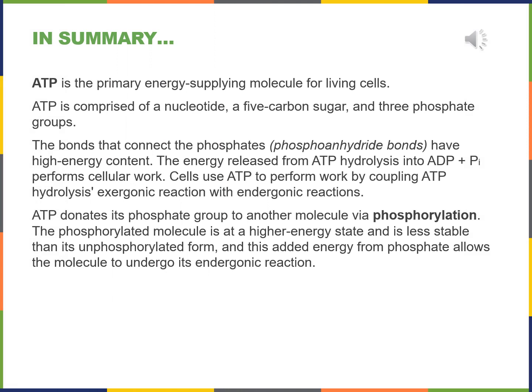In summary, ATP is the primary energy-supplying molecule for living cells. ATP is comprised of a nucleotide, a 5-carbon sugar, and 3 phosphate groups. The bonds that connect the phosphates, phosphoanhydride bonds, have high energy content. The energy released in ATP hydrolysis into ADP plus a phosphate group performs cellular work.